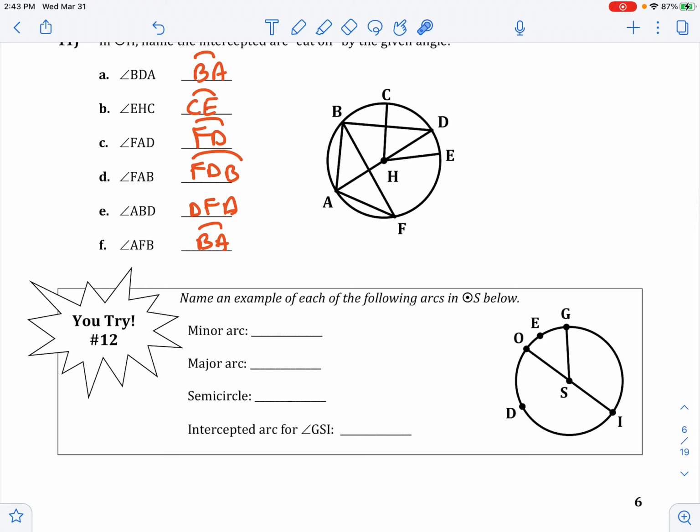All right, time for you to try a problem. You're going to name an example for each of the following in circle S below. So you can pause the video and spend some time naming. And please use good arc symbols.